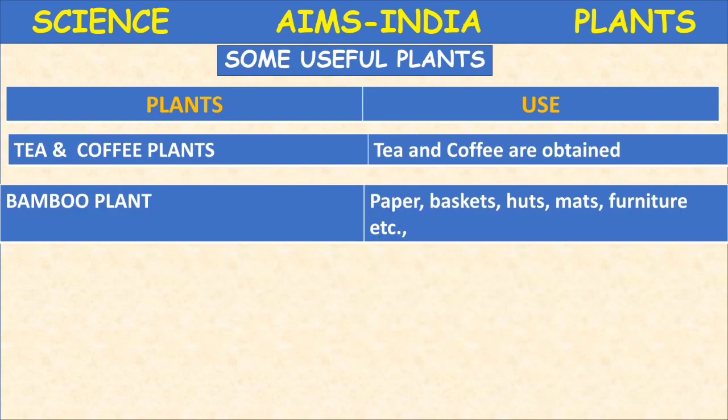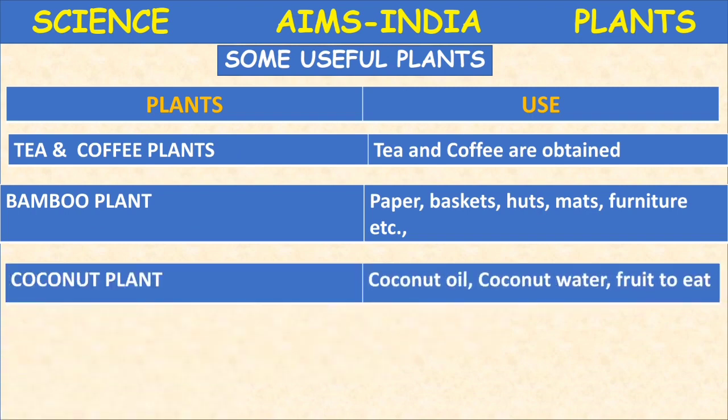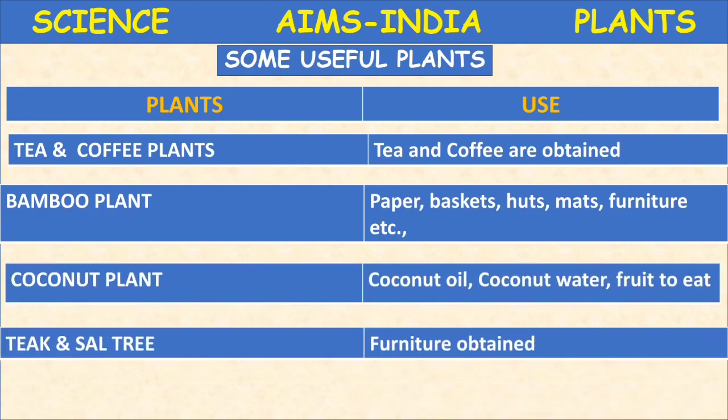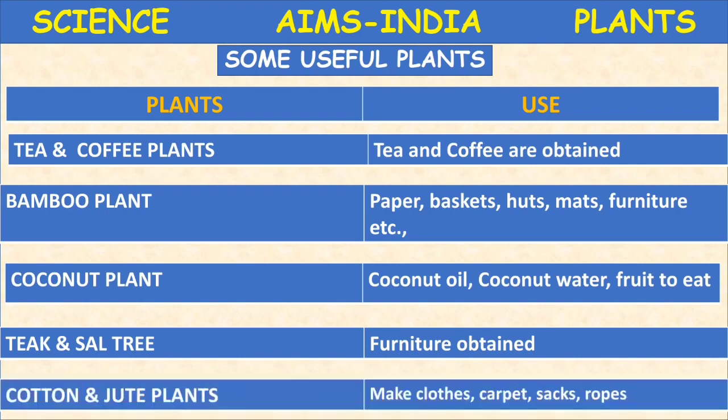Tea and coffee plants. So tea and coffee are obtained. What is the use of it, children? So we get tea and coffee as we drink in our daily life. Not children, adult people, they take tea and coffee as drinks in the morning and the evening. And bamboo plant. What is the advantage of bamboo plant, children?